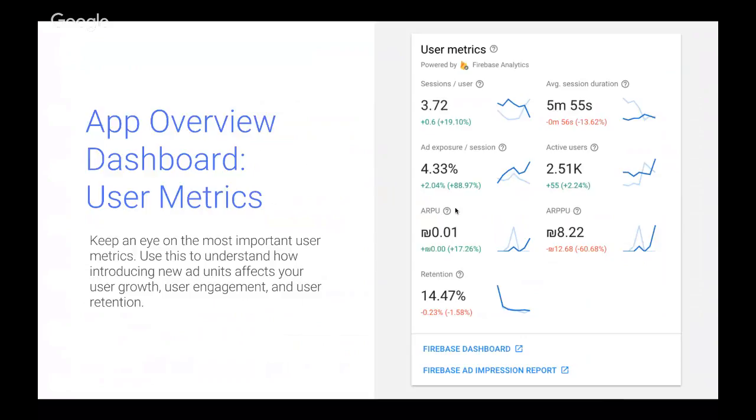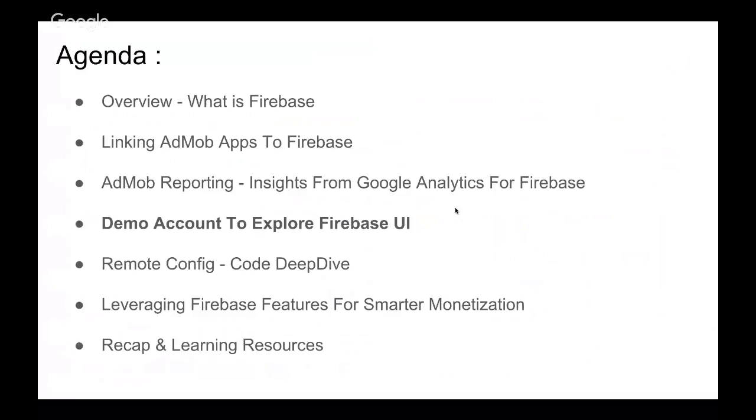Now, what this enables us to do is track the impact of, for example, introducing a new ad unit. How does it impact my average revenue per user or the sessions per user, exactly. So you can have these metrics to track the impact and then make decisions based on what you see. So those were the key reporting additions that Firebase brings in when you link the app.